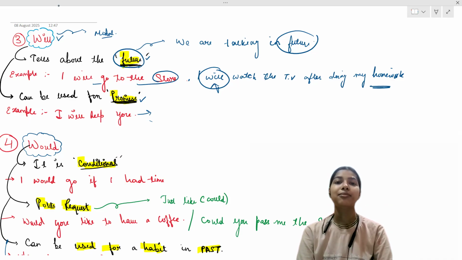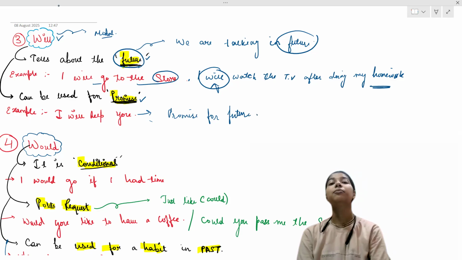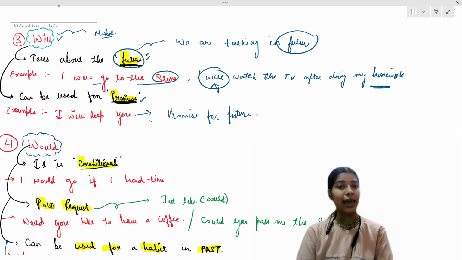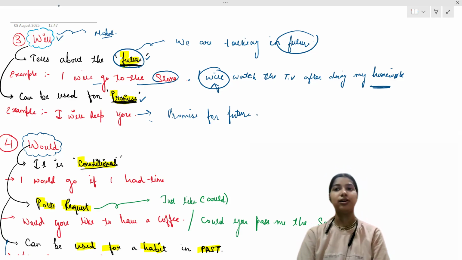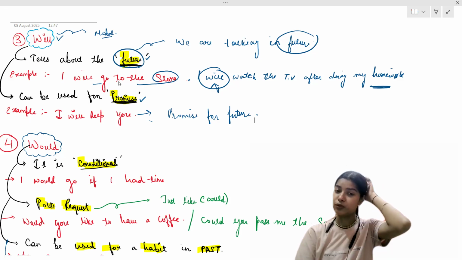Again, that makes a promise for future. Right now, I'm not helping. I haven't helped yet. I'm making a promise that yeah, I will help you in future whenever you will need me. Right? So that was the will. Will has two very simple uses, future and promise. That is a very simple thing we can use it for.